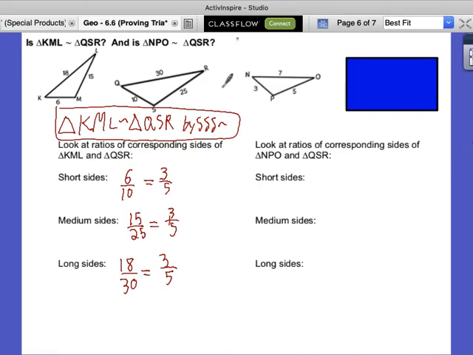The second triangle. Okay, what's the question asked? What's the second question asked? Look over to the side, of those two triangles. NPO.